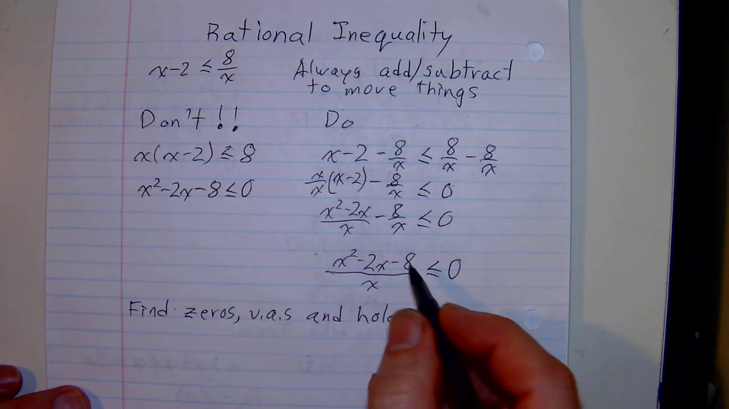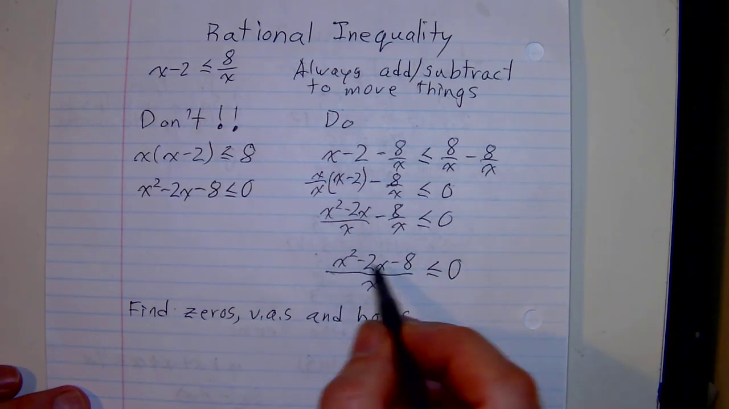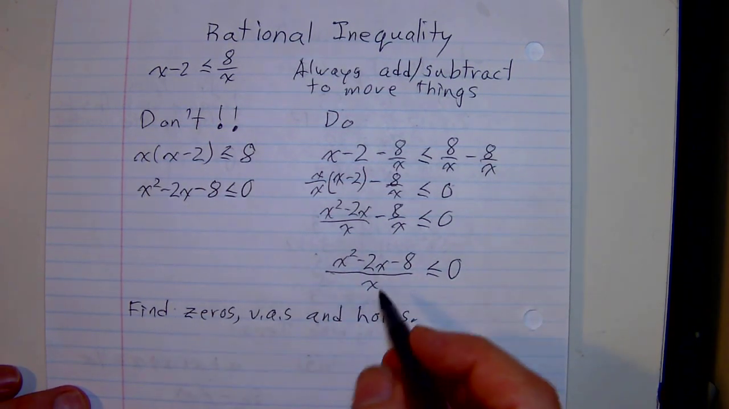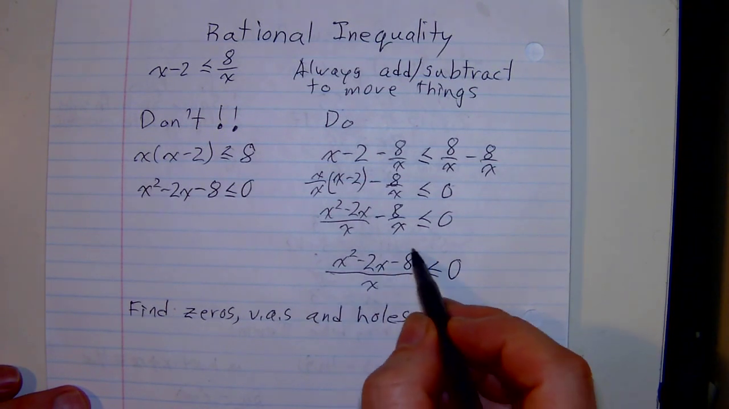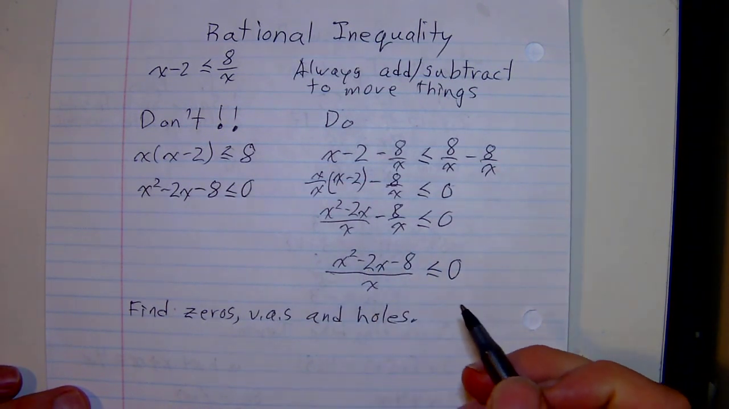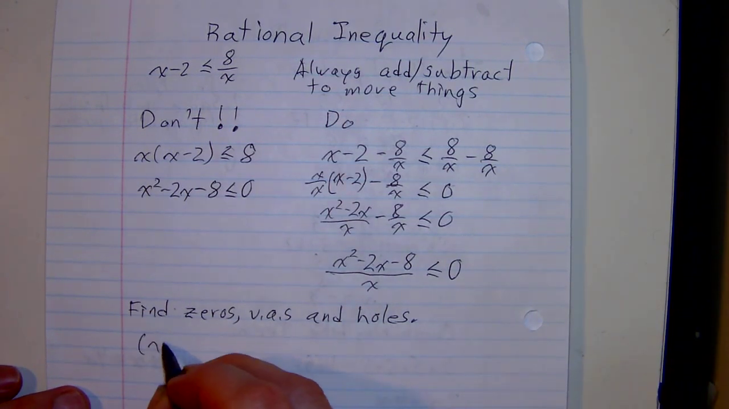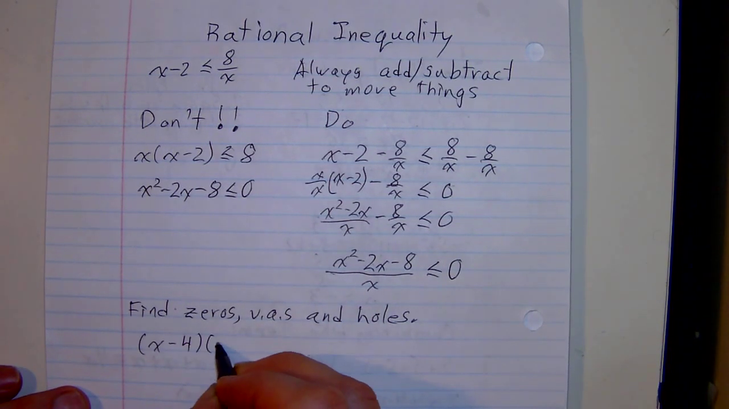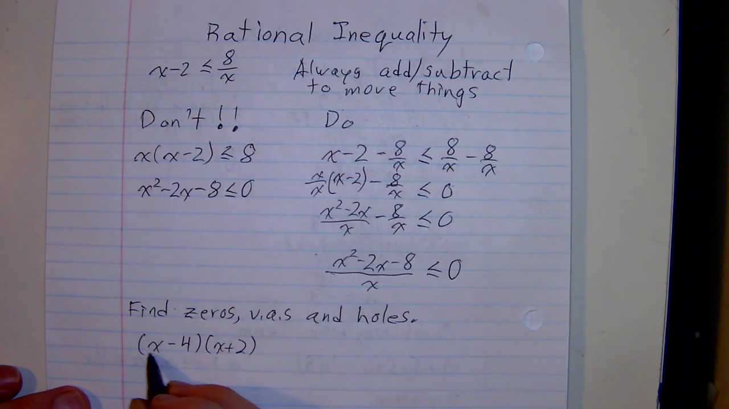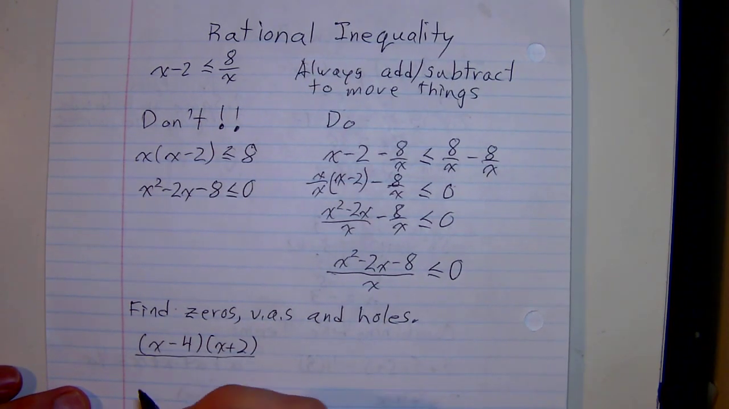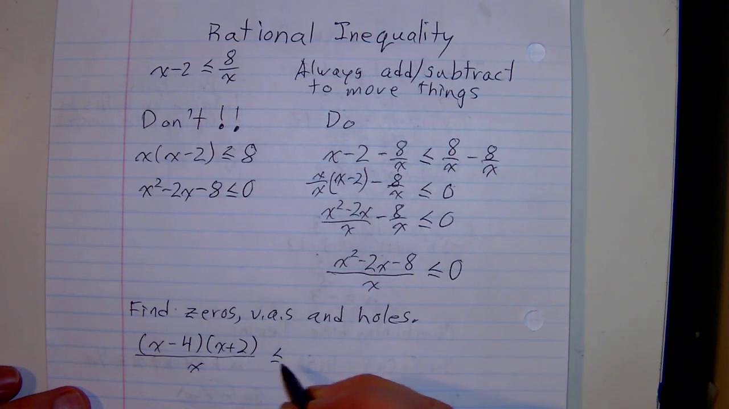Okay, well, to find the zeros and the holes, we're going to need the top to be factored. So I want two numbers that multiply to -8 and add to -2. So that's -4 and +2. So x minus 4, x plus 2. And on the bottom, it's already nicely factored for us with x.